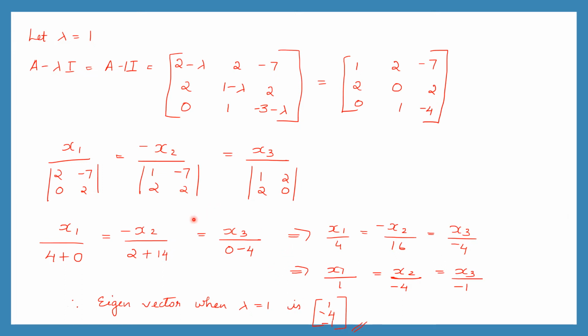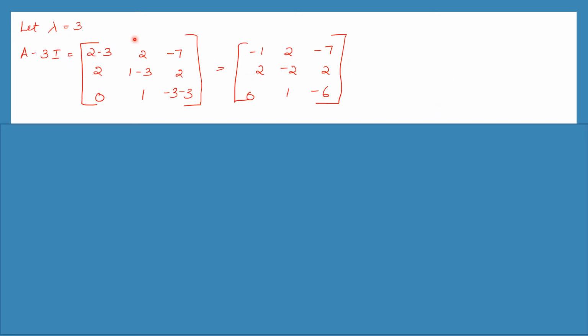Now move on to the second eigenvector. For finding out the second eigenvector, we have to consider lambda equal to 3, the second eigenvalue. Then we have to calculate A minus 3I. That is, we have to subtract 3 from the diagonal elements. So the new matrix will become minus 1, 2, minus 7, 2, minus 2, 2, 0, 1, minus 6. Now by Cramer's rule, we have to obtain x1 value, x2 value and x3 value.